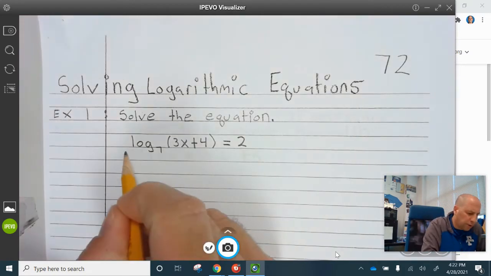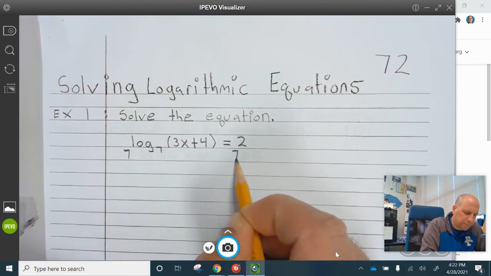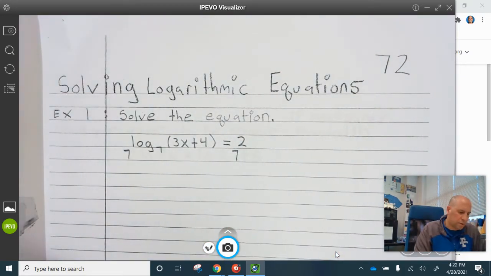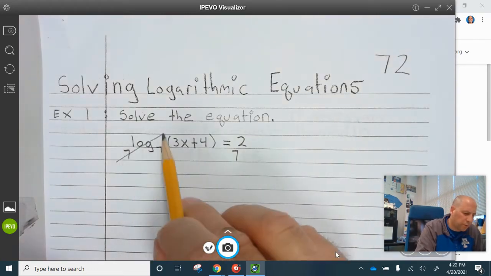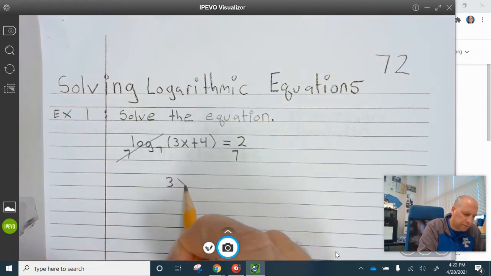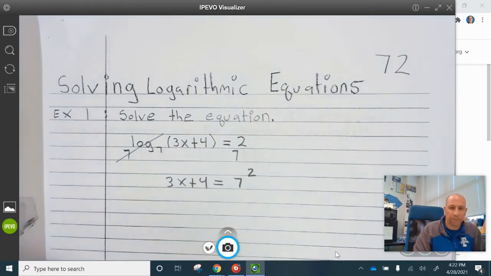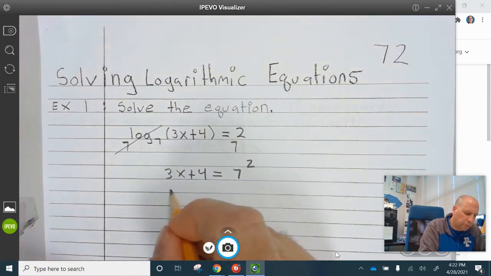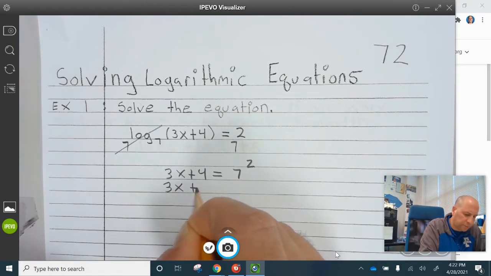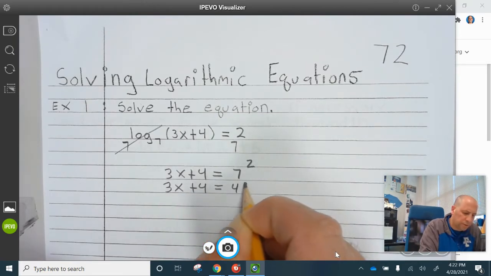Okay, so we're going to raise both sides by 7. The reason we do that is because this goes away, and you're left with 3x plus 4 equals 7 squared. Well, 7 squared is 49, so you have 3x plus 4 equals 49.